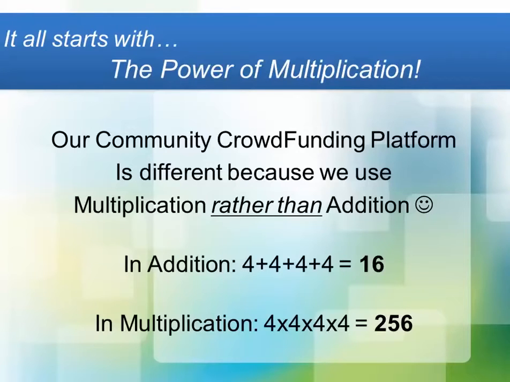Take it out a little bit further. In addition, let's say you found another 4 donations and another 4, so that brings you to 20, and then 24. You'd have 24 donations. In multiplication, if you have 4 more and then 4 more, 2 more generations, that gets into thousands of people. So the power of multiplication is extremely significant when you're crowdfunding.